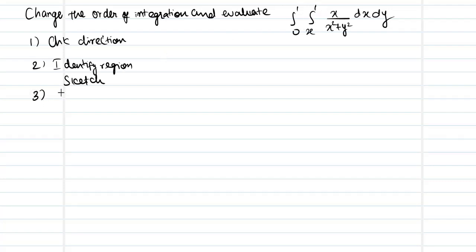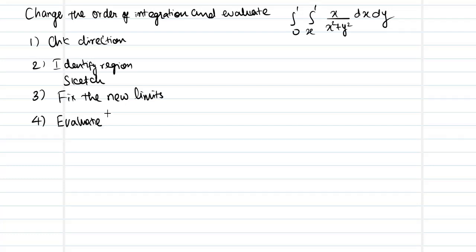The third one is going to be when your new region has been sketched out, you fix the new limits. How to fix the new limits? From the given order, you change the order and then you fix the new limits, either by drawing a line parallel to x-axis and moving from left to right, or drawing a line parallel to y-axis and moving from bottom to top. And once the new limits are fixed, the final step is to evaluate using the new limits.